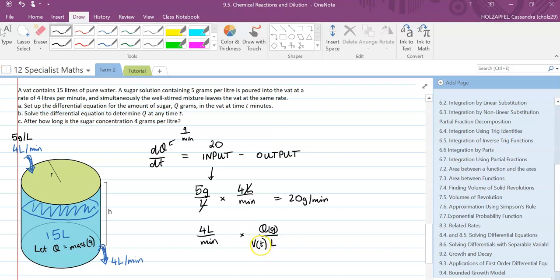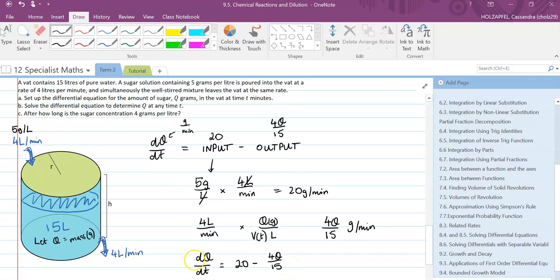So what we need to do now is determine what the value for V(t) is going to be. Now, in this specific instance, we have this inflow rate going in at 4 litres per minute and it's coming out at 4 litres per minute. And so the volume at any time in the tank is actually just going to be 15 litres. So we've got 4 litres per minute, so 4Q over 15, and that's going to be the amount of grams per unit time. So this is going to be our output rate now. So we've got 20 take away 4Q over 15. All right, so I've just gone ahead and rewritten this a little bit neater and tidier.